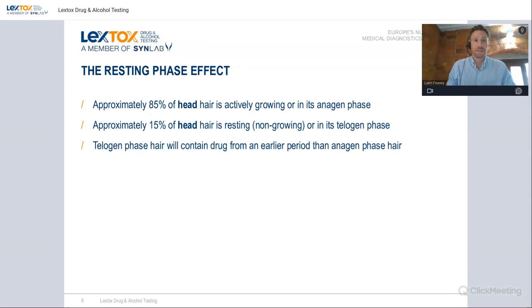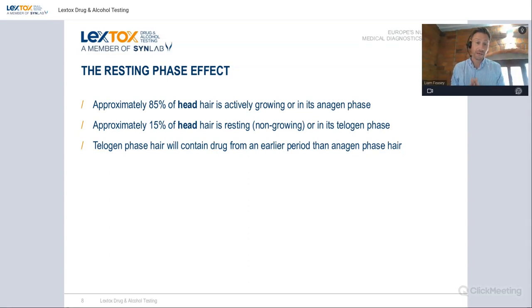So the significance of this is that if somebody was a regular user of drugs over a period of time and then suddenly stopped, it can take up to 6 months for a completely not detected result, because some of the drug use will be present in that small amount of hair correlating back to an earlier time period.